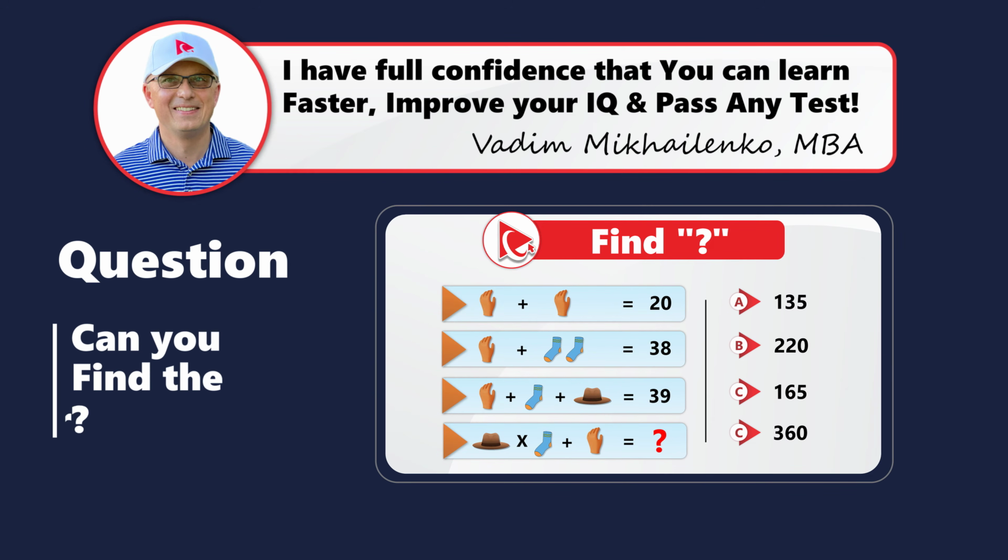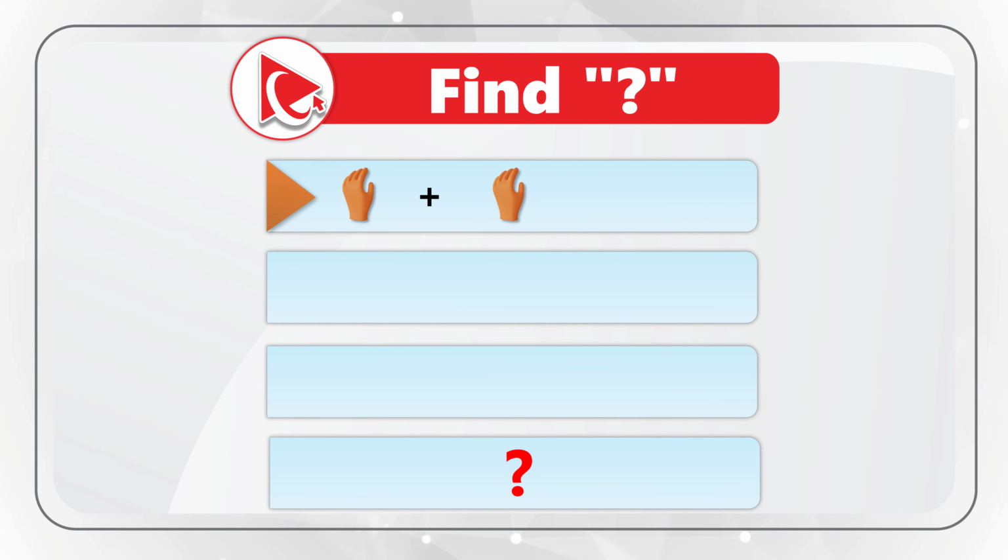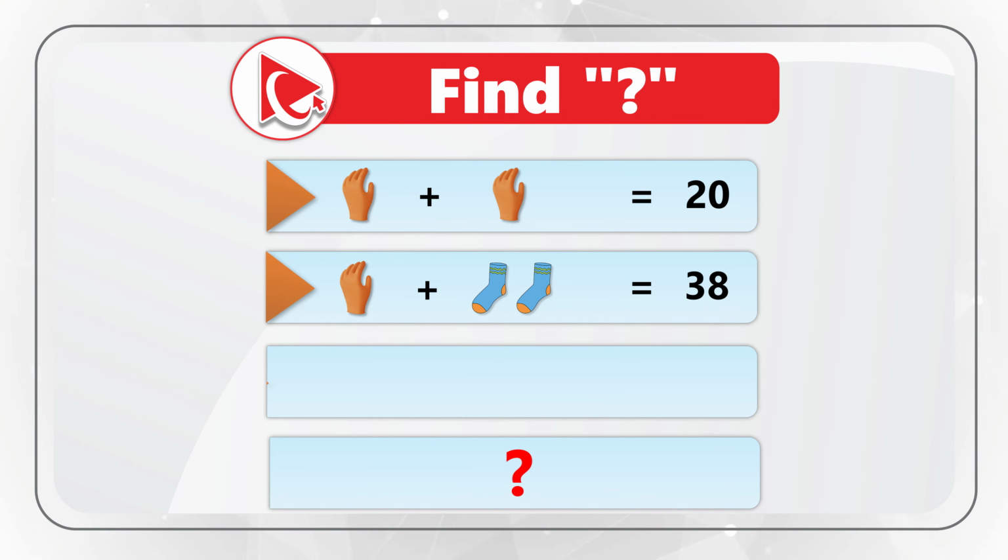Here's one of my favorite questions, where you test your mental skills as well as attention to details. You're presented with a series of equations and you need to calculate the missing number. The first equation is glove plus glove equals 20. Second equation is glove plus 2 socks equals 38. Third equation is glove plus sock plus hat equals 39.